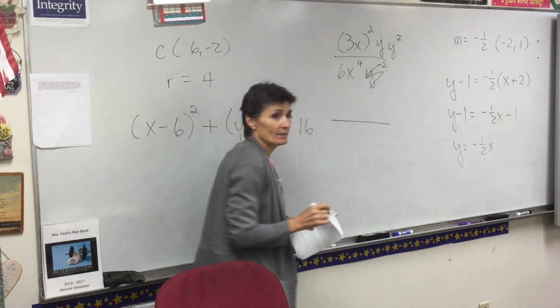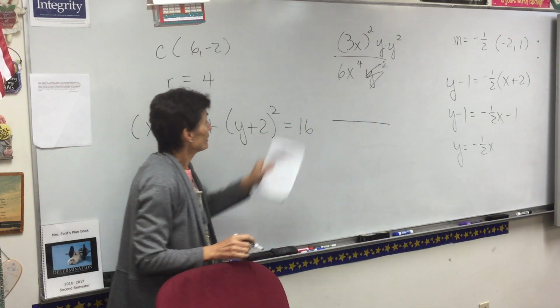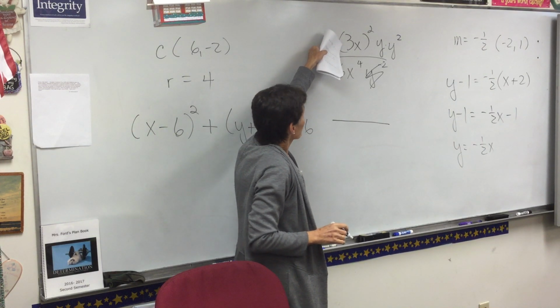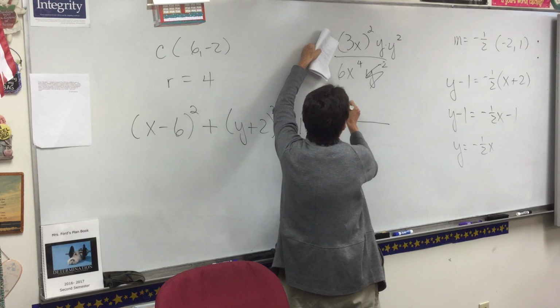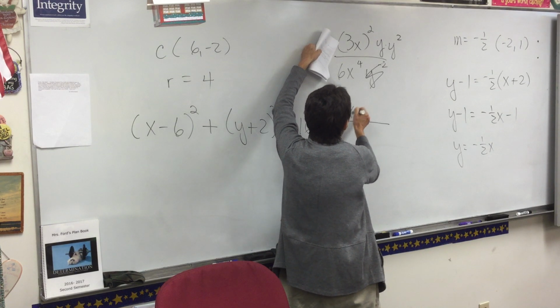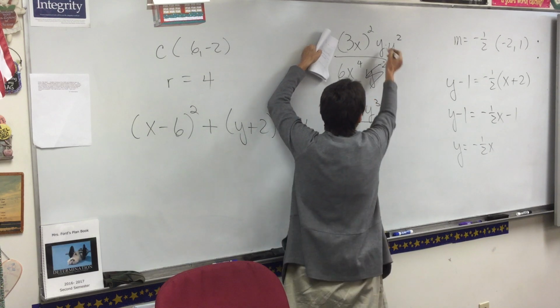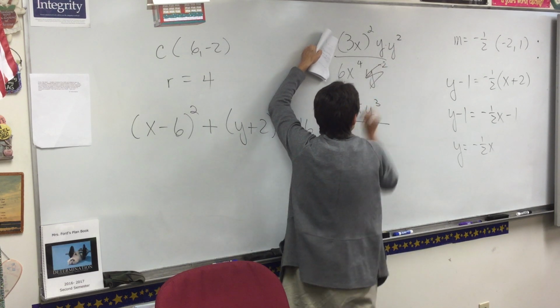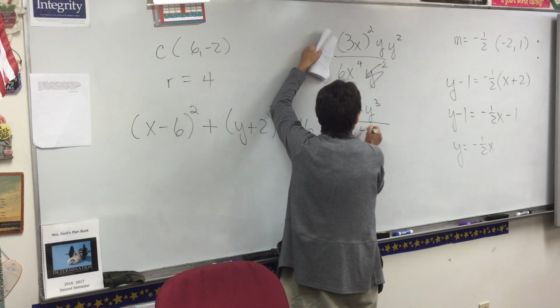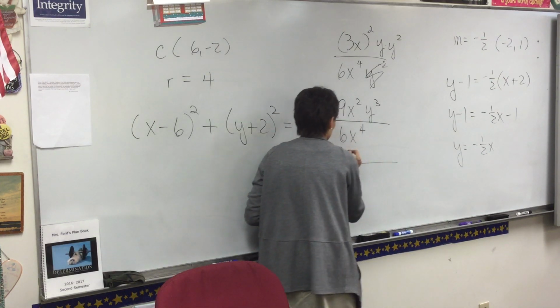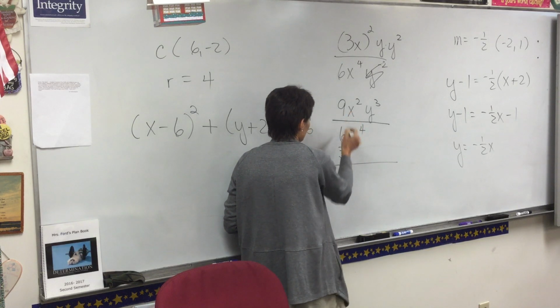What else do I need to do probably before I get started? I probably need to take care of that, don't I? 1 over 2. So that's going to be 9x squared y cubed over 6x to the 4th. It'd be 3 over 2. Now you simplify. So now I can have 3 over 2, that's these guys.